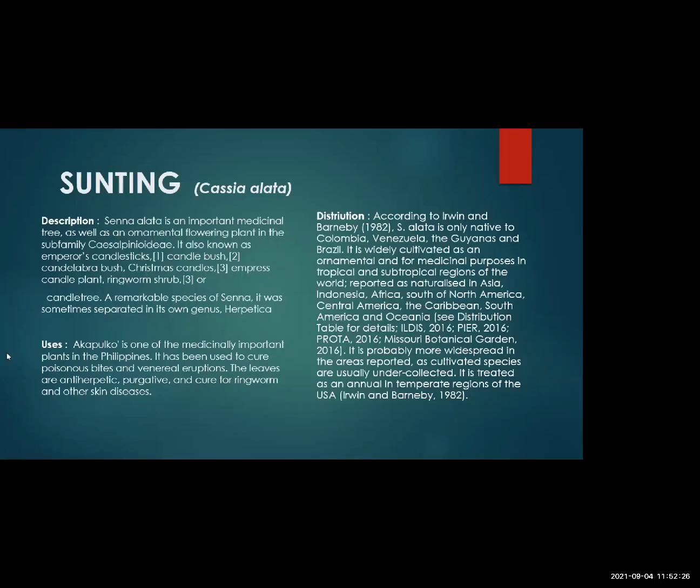It has been used to cure poisonous bites and venereal eruptions. The leaves are anti-herpetic, purgative, and a cure for ingrown and other skin disease.